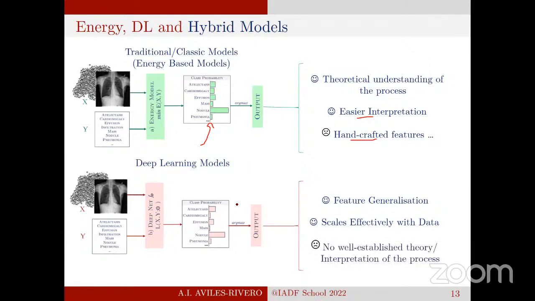And the disadvantage in deep learning models is that you don't have a well-established theory. So you don't know exactly what to expect. You can see the algorithmic techniques as a black box. You have some understanding from the logs that you have in there, but there is not as well-established a theoretical perspective as in the classic perspective.